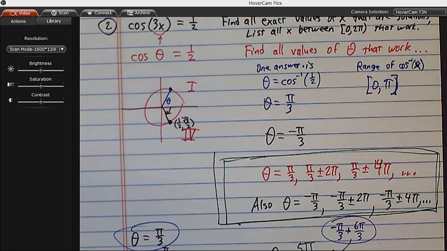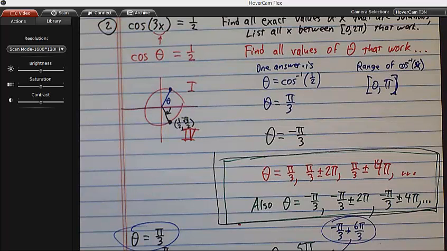Now, theta took the place of what in my equation? 3x. So it's not really that theta equals all of these things. It's that 3x could be any of these things. So how do you get what x equals then? Well, you divide any of these things by 3. Okay? And that's what x could be. So there's a lot of solutions when it comes right down to it.